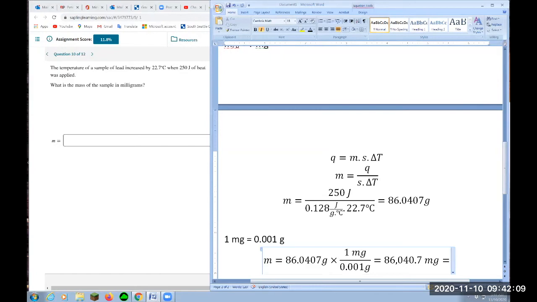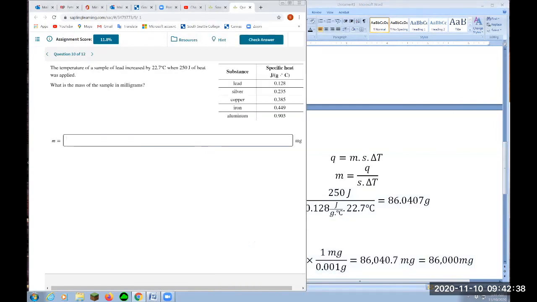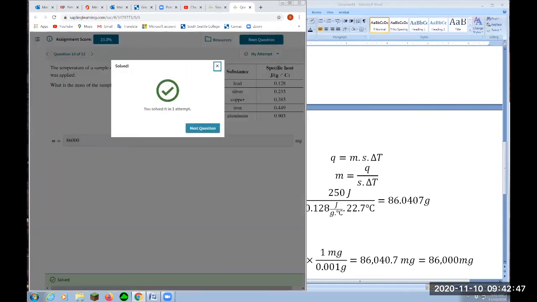So we need 2 sig figs, and here it's going to be 86,000, right? I need 2 sig figs, the 8 and the 6. Then everything after that becomes a 0 until we would put the decimal point, but we don't show the decimal point because otherwise it would be 5 significant figures. We want only 2, and that's milligrams. So let's enter that in Sapling, 86,000 milligrams. Okay, that's correct. So pay attention to your significant figures.